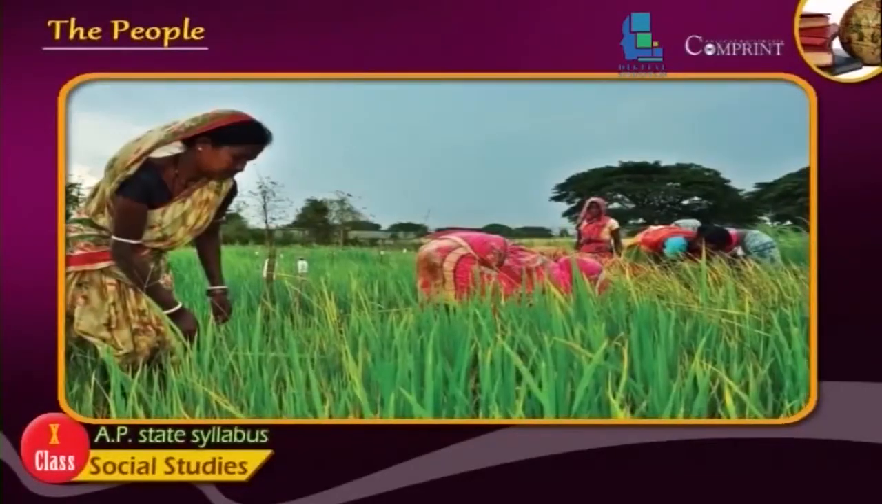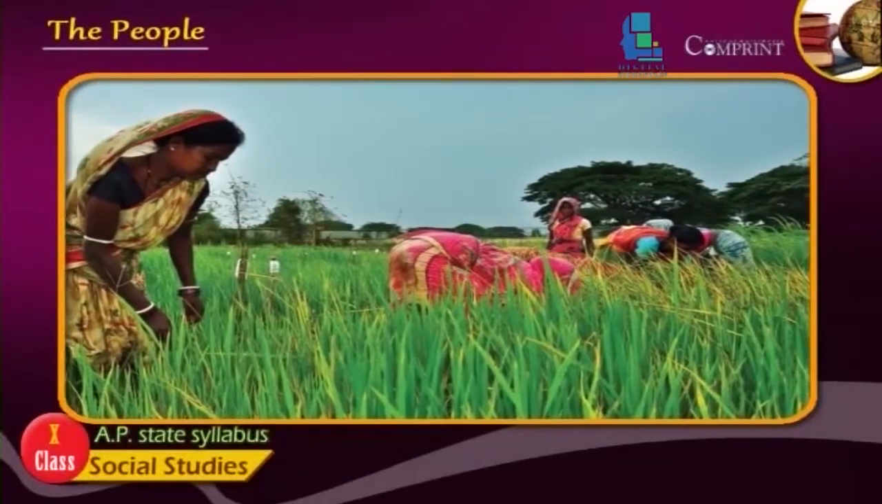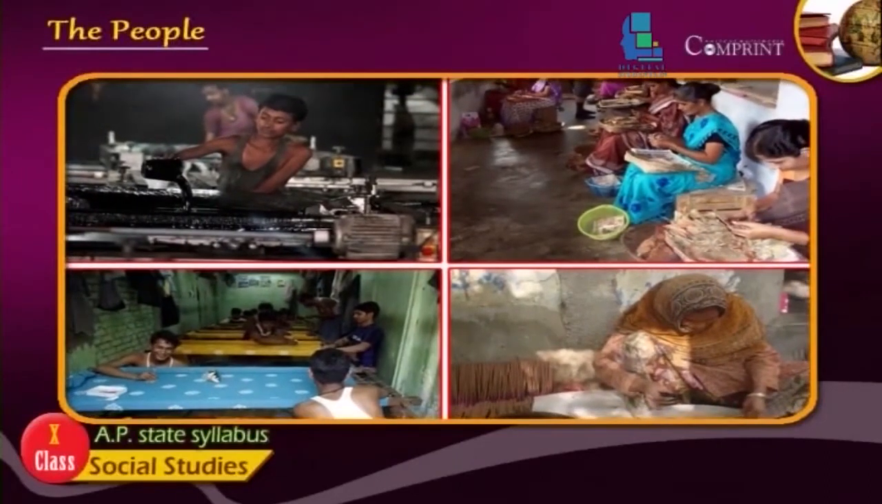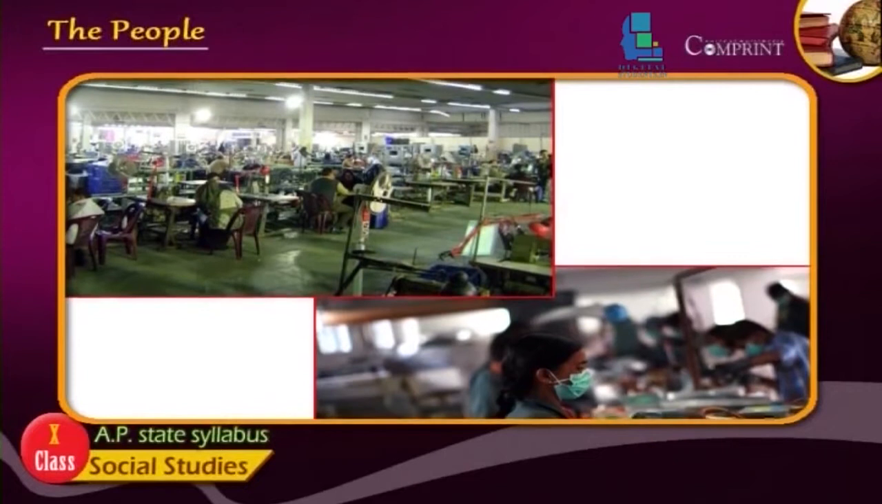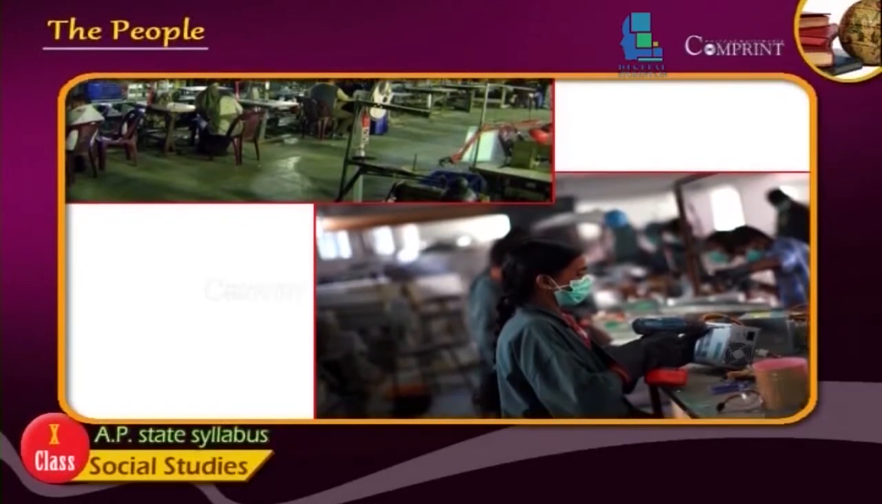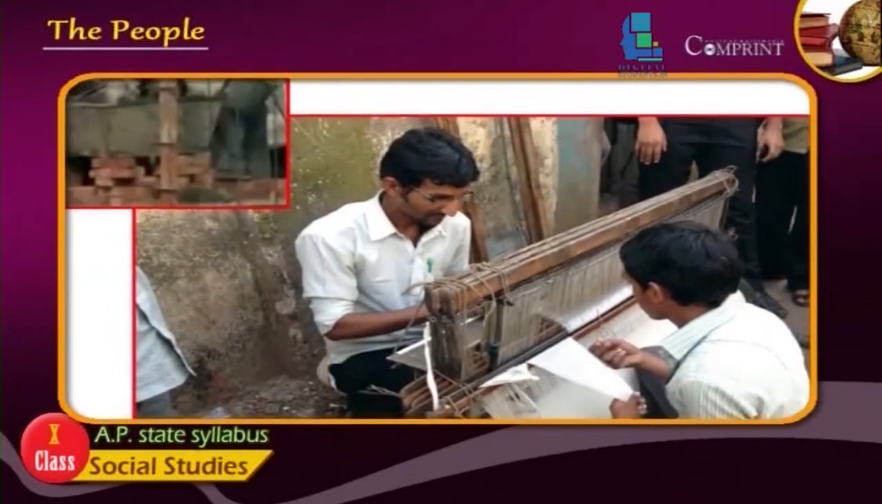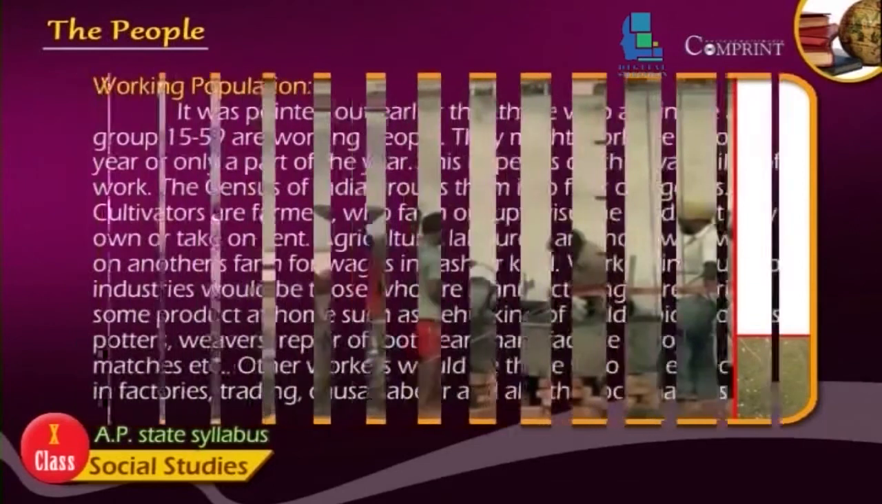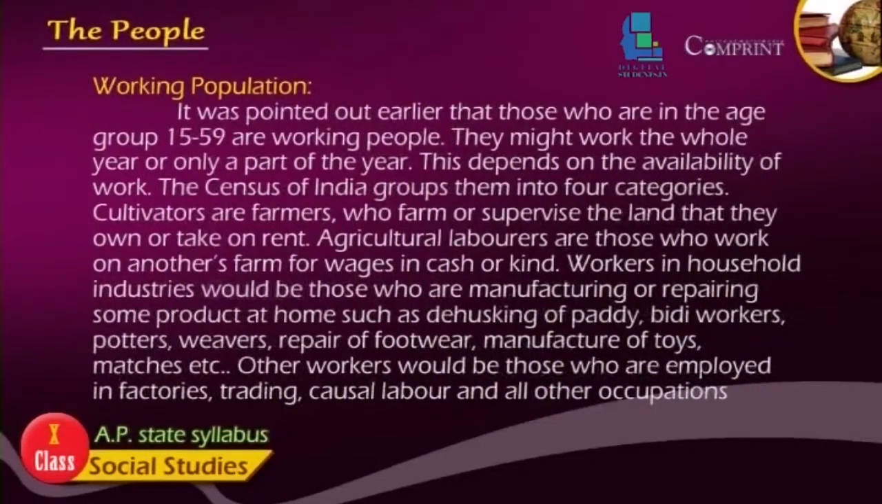Cultivators are farmers who farm or supervise the land that they own or take on rent. Agricultural laborers are those who work on another's farm for wages in cash or kind. Workers in household industries would be those who are manufacturing or repairing some product at home, such as dehusking of paddy, beedi workers, potters, weavers, repair of footwear, manufacture of toys, matches, etc. Other workers would be those who are employed in factories, trading, casual labor, and all other occupations.